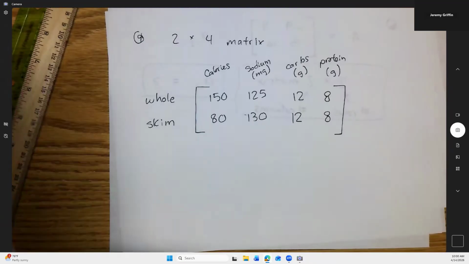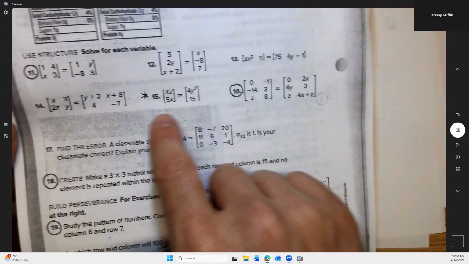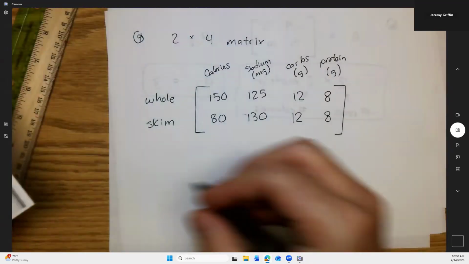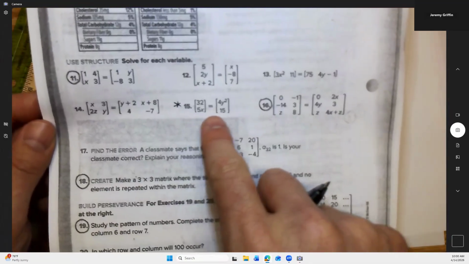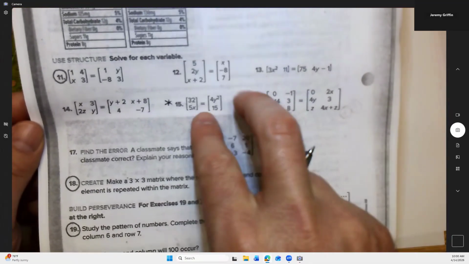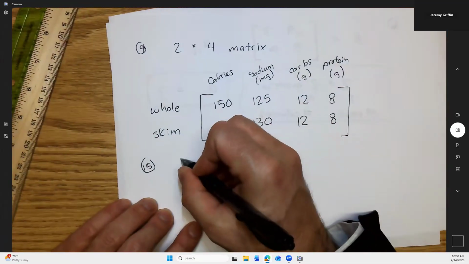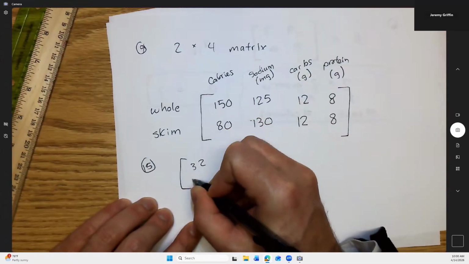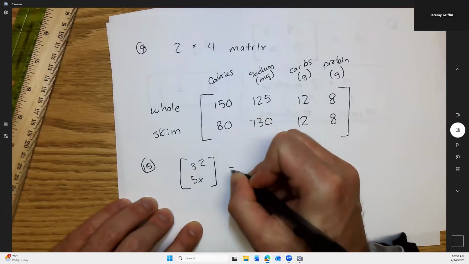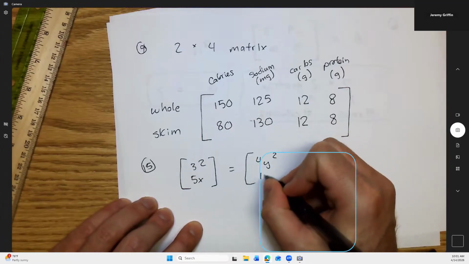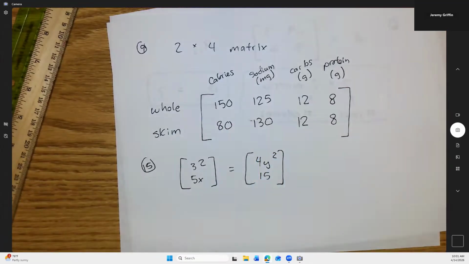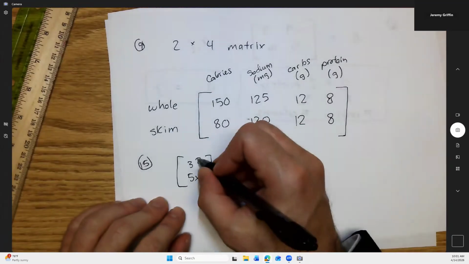Let's do one more. Number 15. We have this matrix equal to this matrix. Can you solve for x and solve for y? We've got 32, 5x. That matrix is equal to this matrix. Here's straight out of the book. There's 32.